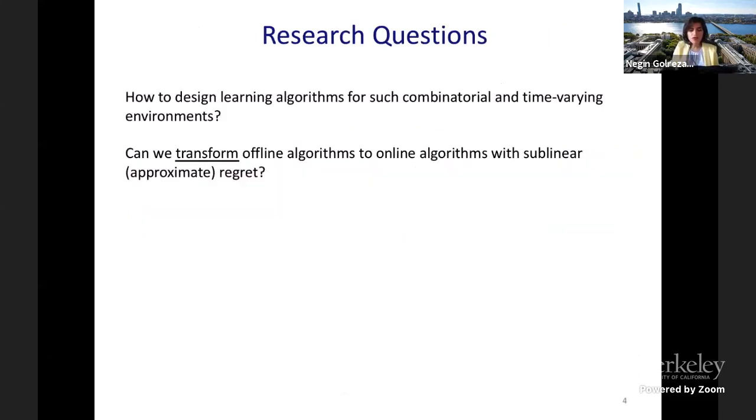So given these motivating examples and given these main challenges, here are two main research questions. We want to understand how to design learning algorithms for such combinatorial and time-varying environments.